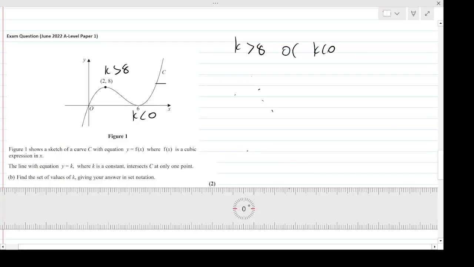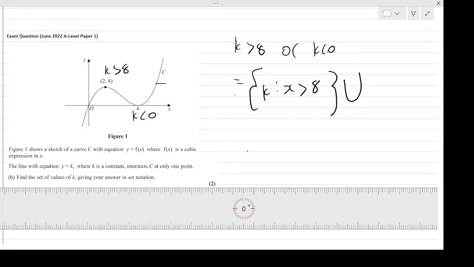And so in set notation, that would be the values of k such that k is greater than 8, or we can only have one inequality per set. That's the key idea of set notation. So we need to use this u symbol, union, or k such that k is less than 0, and that is my answer.